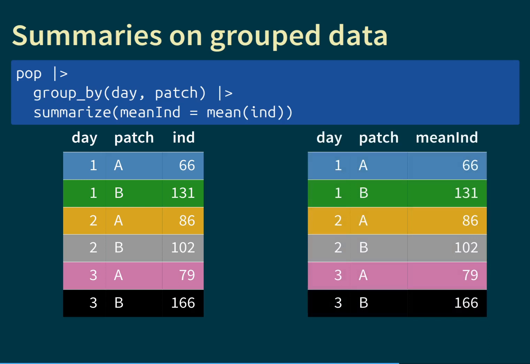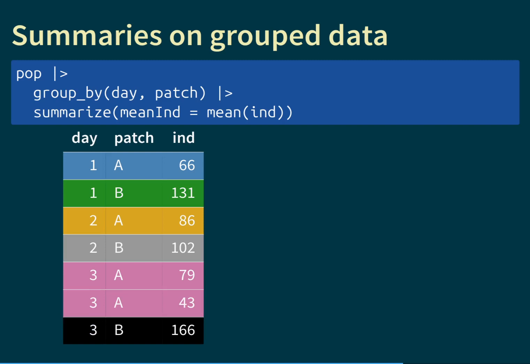But this didn't have to be the case. So imagine for one moment what would happen if, for example, the original pop table had another row, and the extra row would be in day 3 and in patch A. So for some reason, on the 3rd day of measurements, we made 2 distinct measurements in patch A.